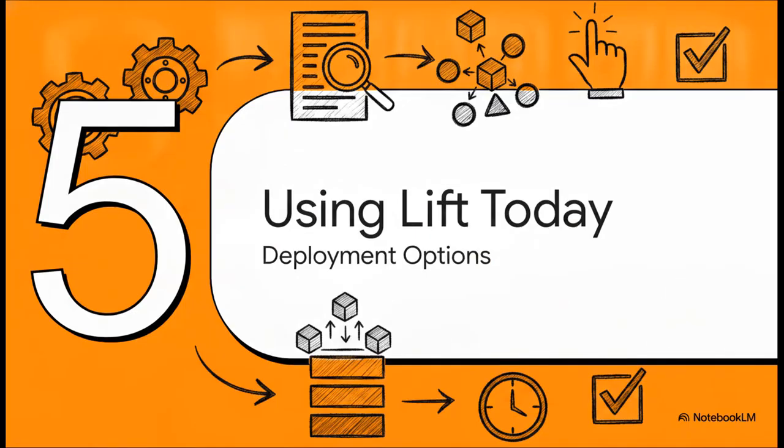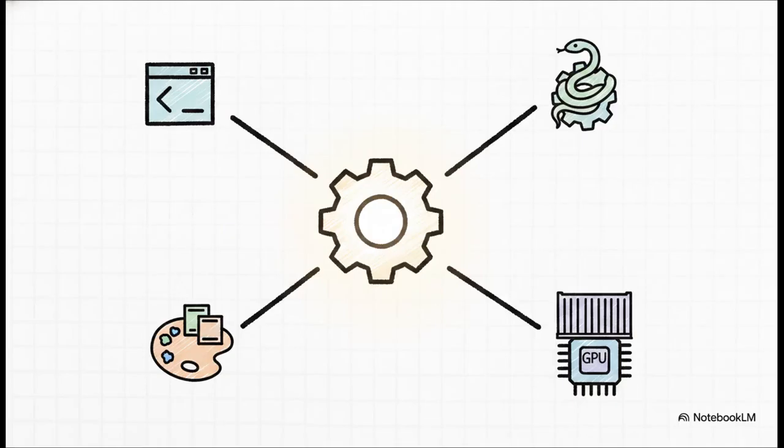Section 5. How to use Lift today. Getting started with Lift is super flexible. You can use their command line interface to process single files or blast through entire directories with a couple of keystrokes. Building an app? Just use Python to load the model weights in process so you can efficiently reuse them. They've also got this fantastic Schema Studio. It's an interactive Streamlit app that lets you build, save, and visually test your schemas before pushing to production.